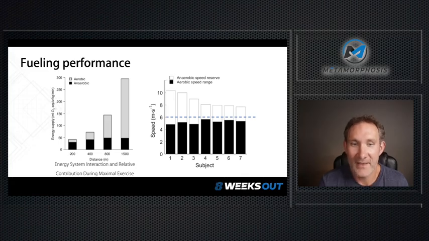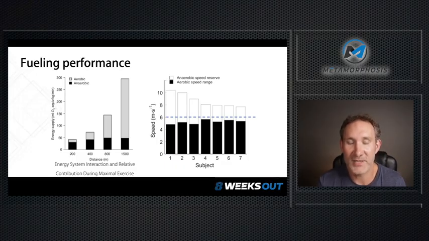And you can see that by the fact that most of that energy at that 6 meters per second speed would be coming in the black, which is the aerobic side. Subject 1, on the other hand, would be relying much more on the anaerobic side because this person can't produce as much energy aerobically as subject 4.